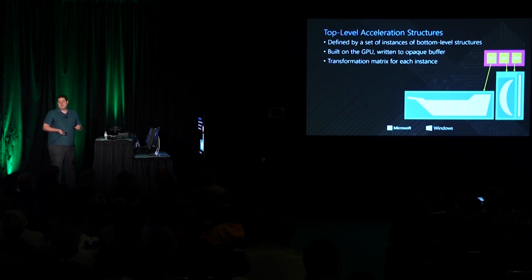And what this allows you to do is it allows the implementation to spend time optimizing the representation of the bottom-level structures, which then you can have multiple instances of that you have transformations. So for example, here we have one instance of the hull of the ship on the left, and then on the right side we have the mast and the sail, but we have two instances of that in the top-level acceleration structure.